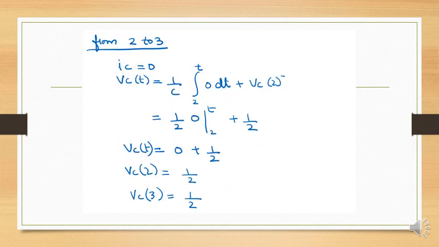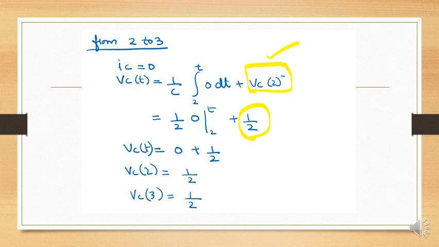Next case is from 2 to 3. Again, as from 0 to 1 it was 0, similarly from 2 to 3 it is again 0. After putting the values, we got this kind of equation. This 1 by 2 is left. Why? Because we have Vc of minus 2 in our initial equation. This is our initial condition which we got from our previous step.